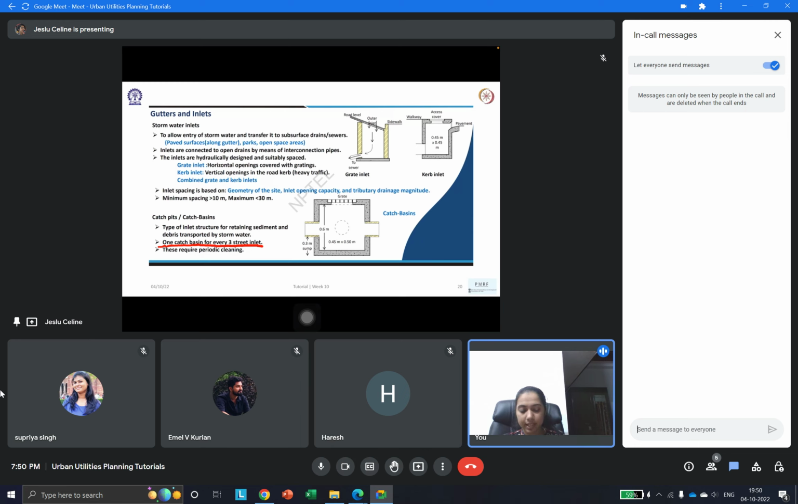This details out the stormwater inlets. A catch basin is a type of inlet structure for retaining sediment and debris transported by stormwater, and we just need one catch basin for every three inlets which are coming in. Okay, so let's proceed further.